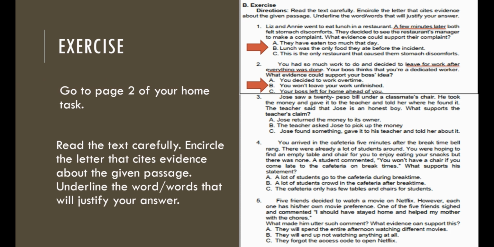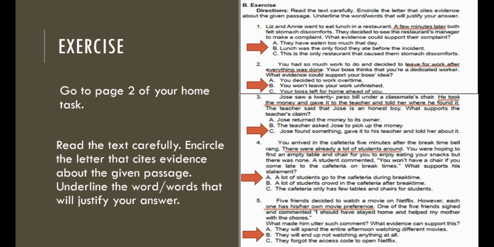For number 3, the correct answer is letter C. Number 4, the correct answer is letter A. And for number 5, the correct answer is letter B. Were you able to get the correct answers? Awesome! If not, don't worry. Let's do better next time.